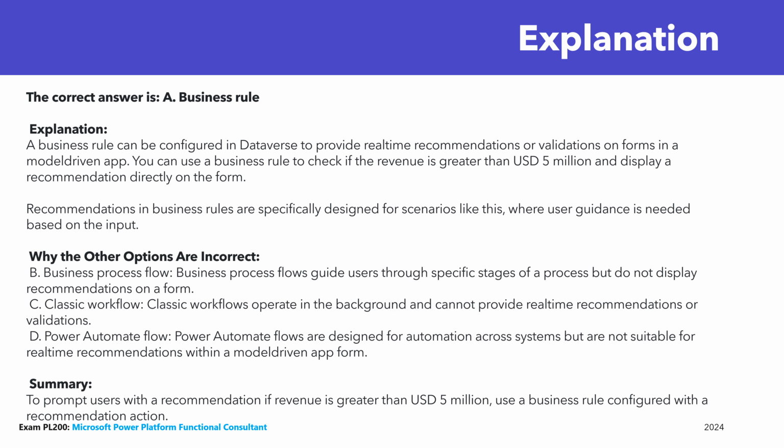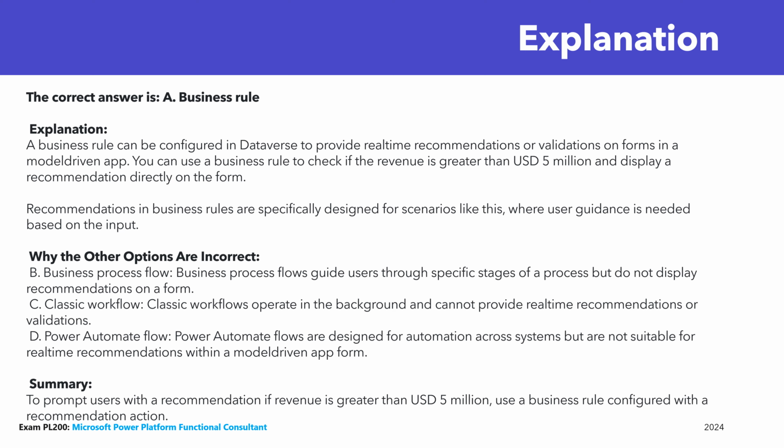Recommendations in business rules are specifically designed for scenarios like this, where user guidance is needed based on the input. Why the other options are incorrect. B. Business process flow. Business process flows guide users through specific stages of a process, but do not display recommendations on a form. C. Classic workflow. Classic workflows operate in the background and cannot provide real-time recommendations or validations. D. Power Automate flow. Power Automate flows are designed for automation across systems, but are not suitable for real-time recommendations within a model-driven app form.